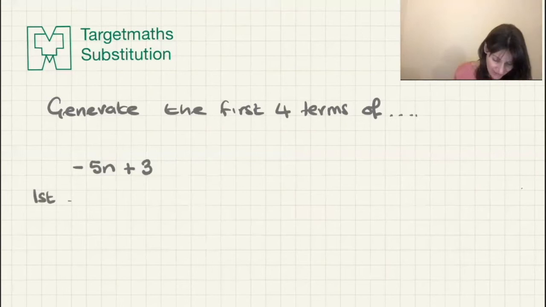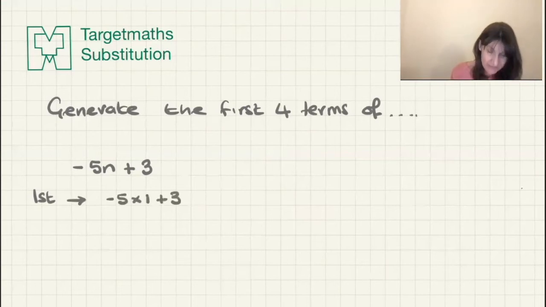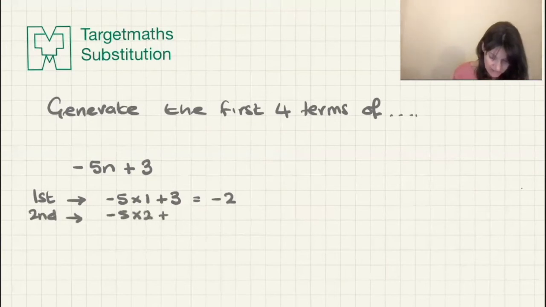Okay, so the first number is going to be -5 times 1 plus 3. So -5 times 1 is -5. I'm at -5 and I add 3. I'm going to end up at -2. Remember, I've got to go up the number line when I add. So the second number is -5 times 2 plus 3. -5 times 2 is -10. So I'm at -10. And when I add 3, I'm going to end up at -7.